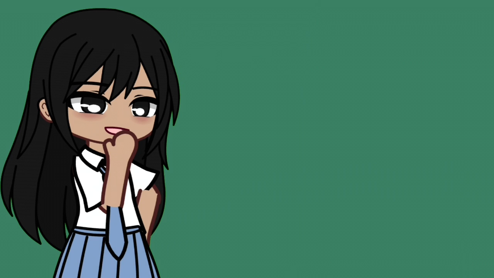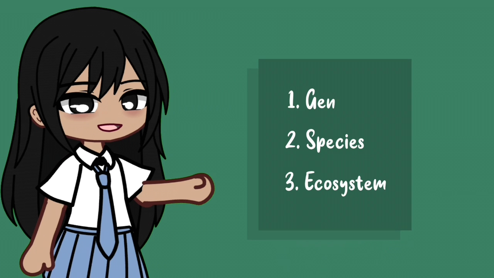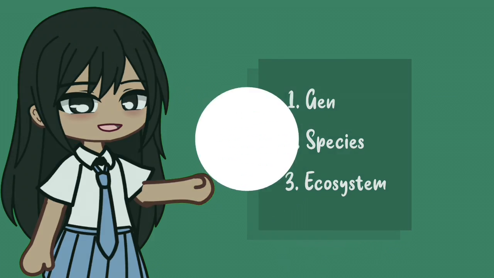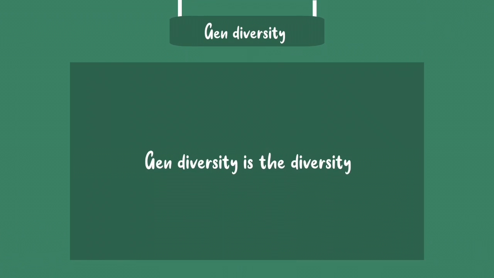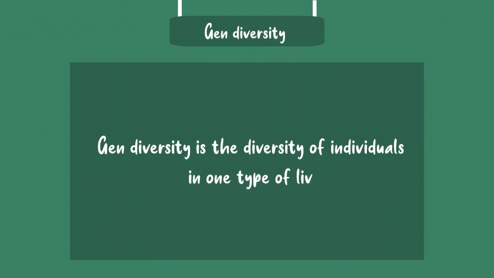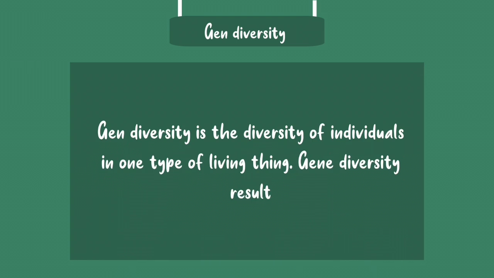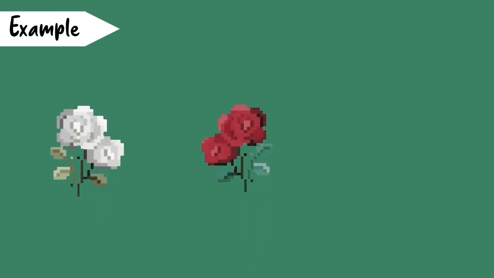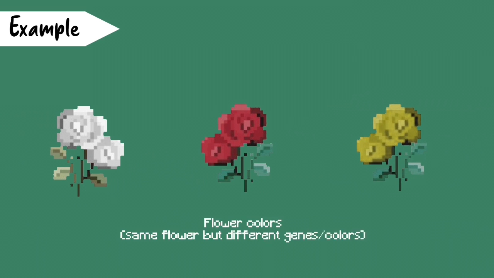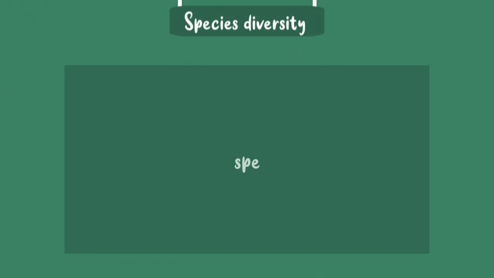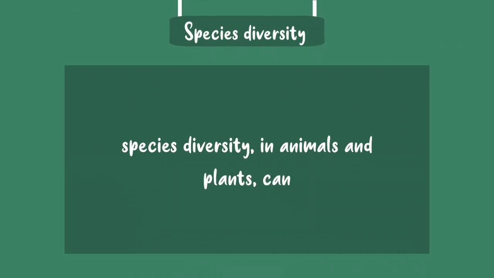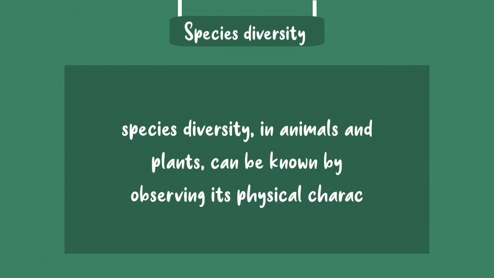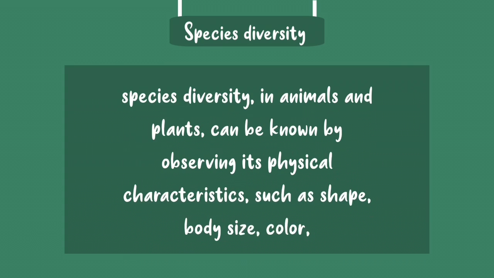Biodiversity is divided into 3 levels, which is gene, species, and ecosystem. Gene diversity is the diversity of individuals in one type of living thing. Gene diversity results in variation between individuals of the same species. For example of this gene level diversity are white rose, red rose, and yellow rose, which differ in terms of flower color.